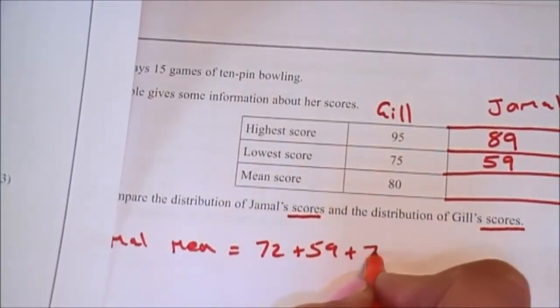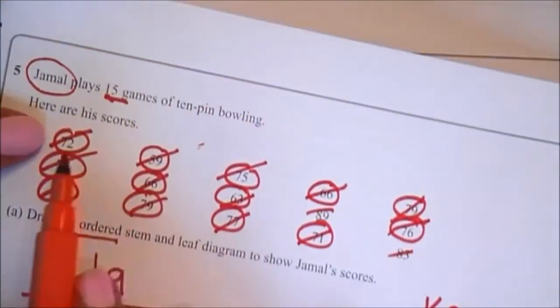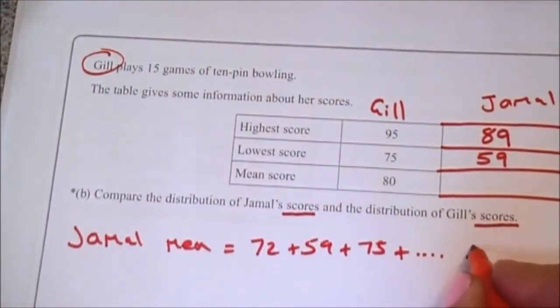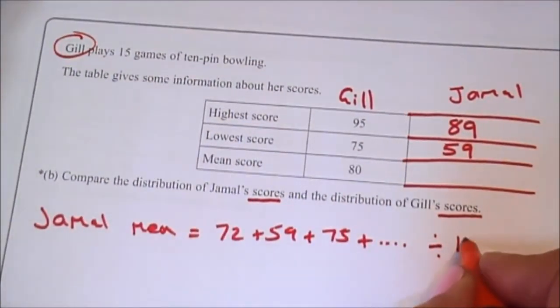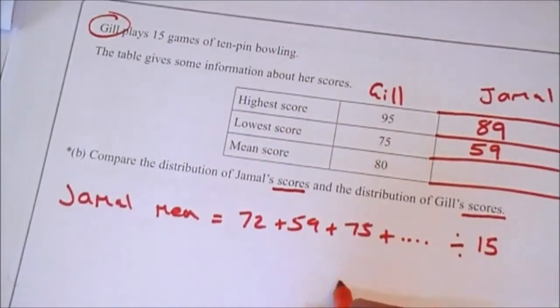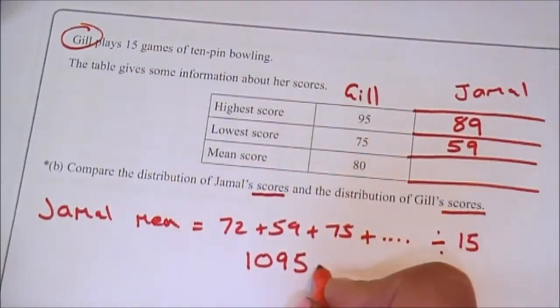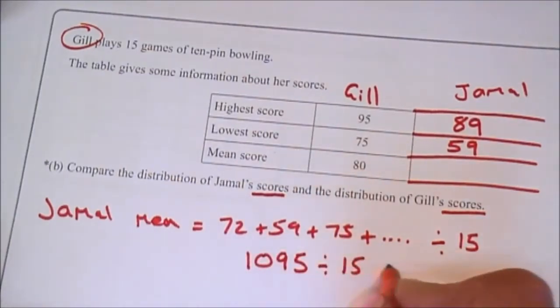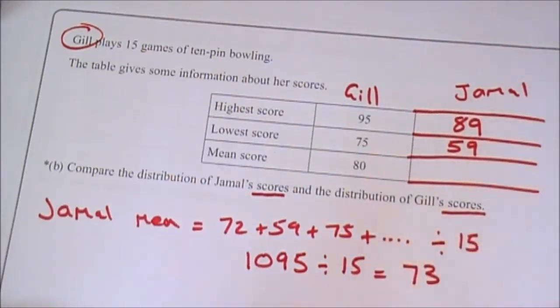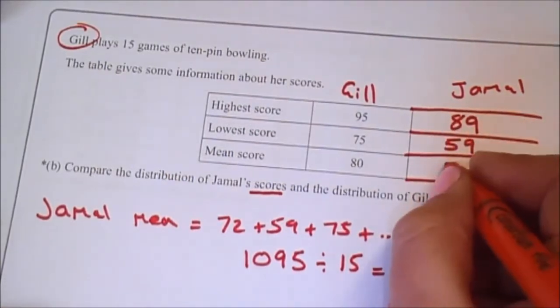72 plus 59 plus 75 plus, and so on. So you would just, on your calculator, add all of those together, and then you're going to divide that by the 15 games he played. So when I've added them all together, that ends up giving me 1,095 divided by the 15 games gives me a mean of 73. So Jamal's mean score was 73.